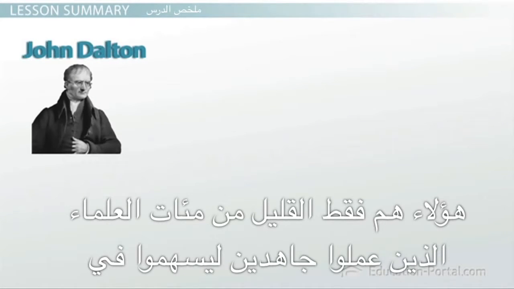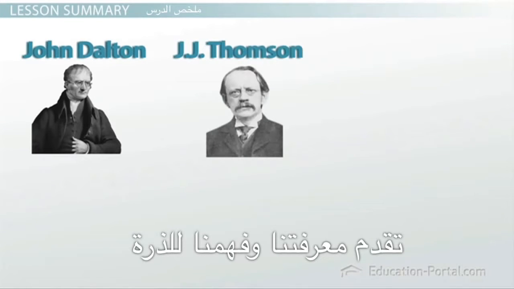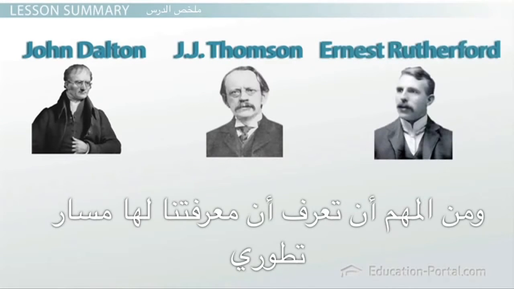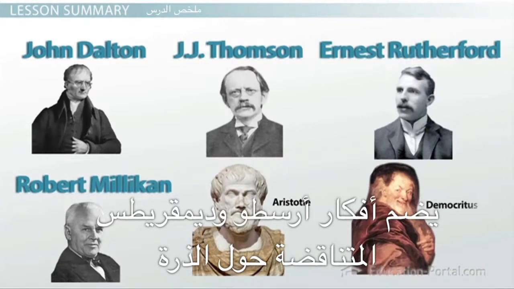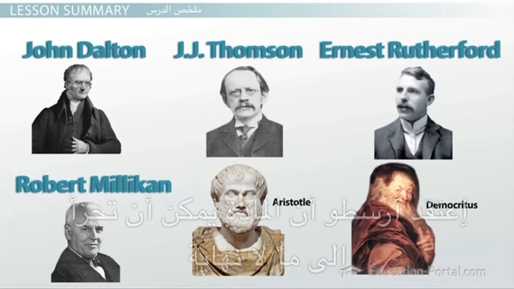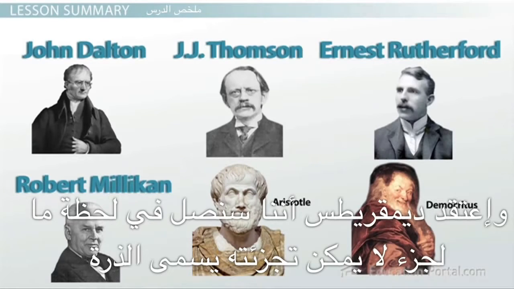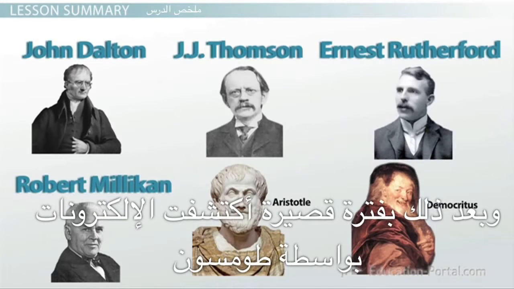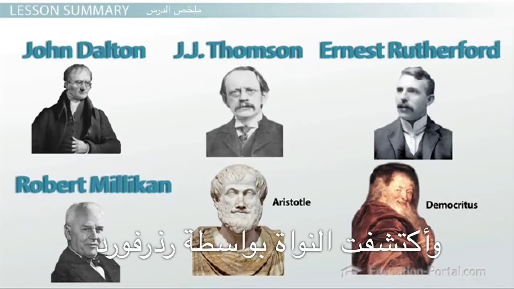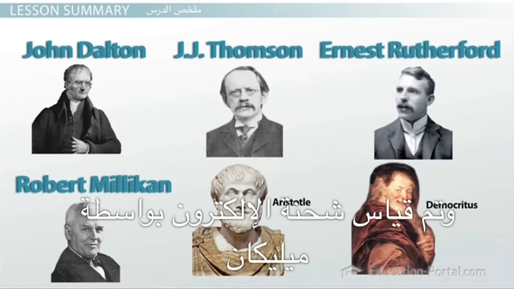These were just a few of the hundreds of scientists that worked hard to further our knowledge and understanding of the atom. It is important to note that our understanding has been an evolving process, including Aristotle and Democritus's opposing views of the atom. Aristotle believing that matter could be divided forever, and Democritus believing that we would eventually get to the smallest particle called the atom. 2,000 years later, Dalton proved Democritus was correct.